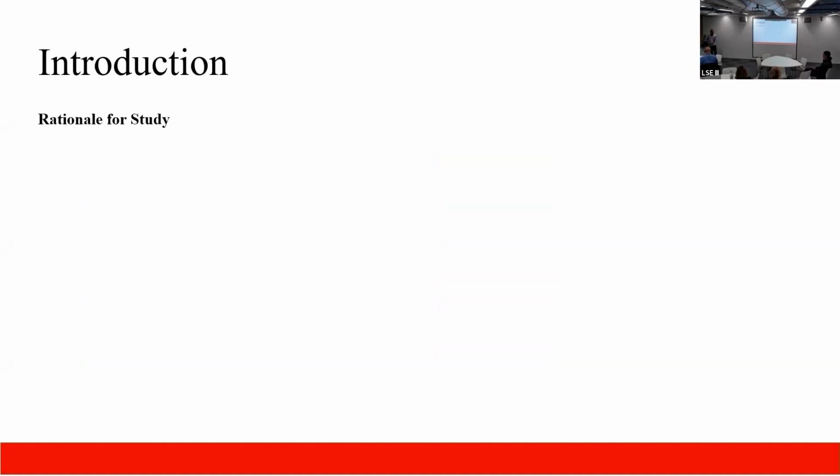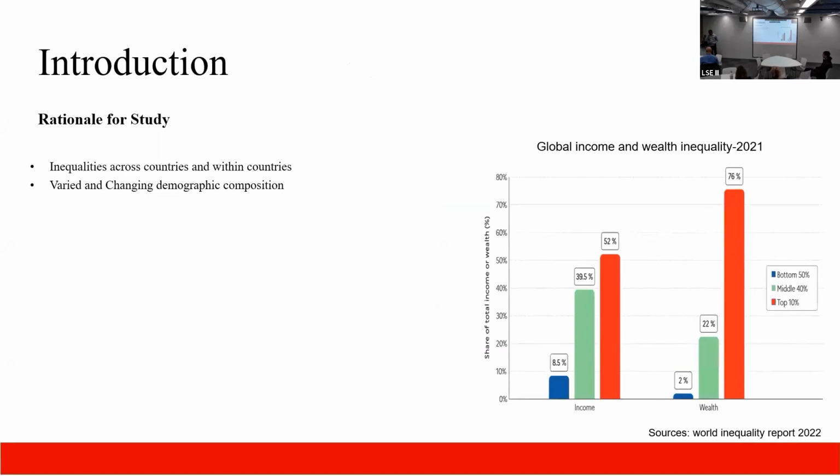As we know, inequality exists everywhere across the world. As per the World Inequality Report 2022, globally the bottom 50% of the population contributes only 8.5% of the income, whereas the top 10% contributes around 52%. When it comes to the ownership of wealth, only 2% of the wealth is owned by the bottom 50% of the population, whereas 76% of the wealth is owned by only the top 10% of the population.